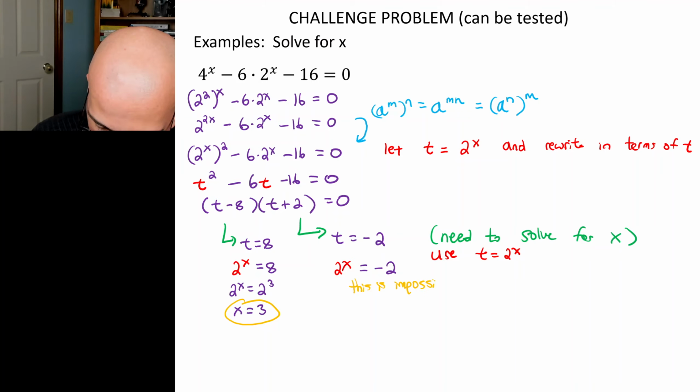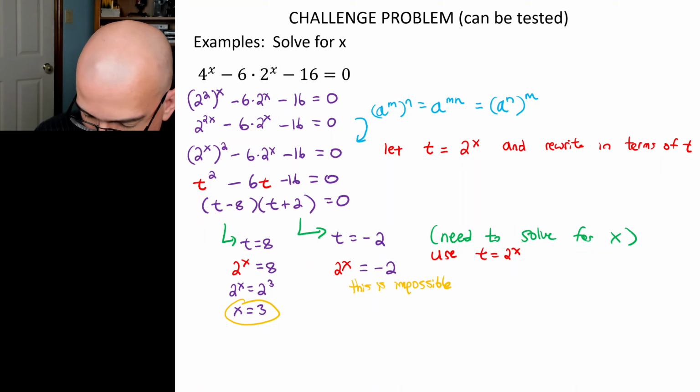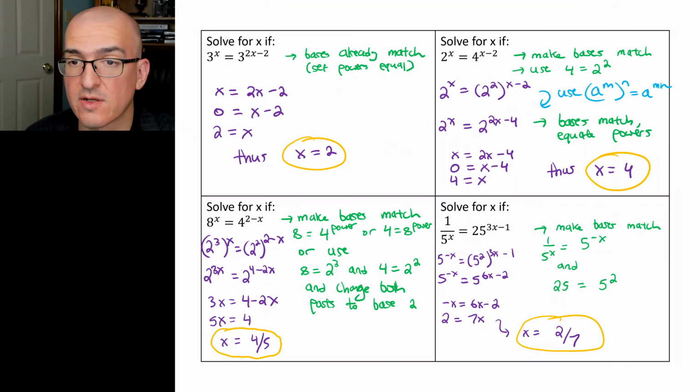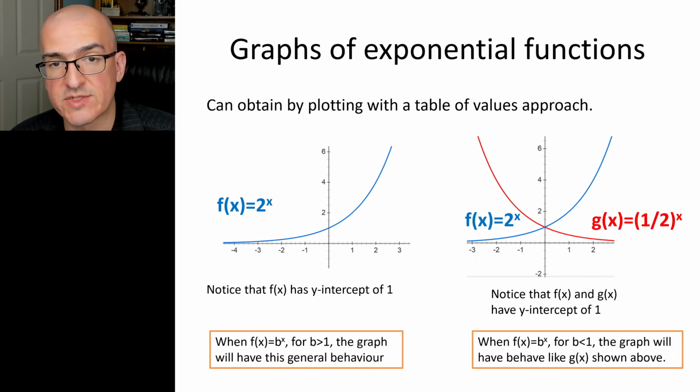Why is it impossible? Two to the x is always positive. Think about the picture of 2 to the power of x. I'll flip back to it. Oh, where is it? Right there. So the one in blue. This curve never dips below y equals 0, never becomes a negative y value.